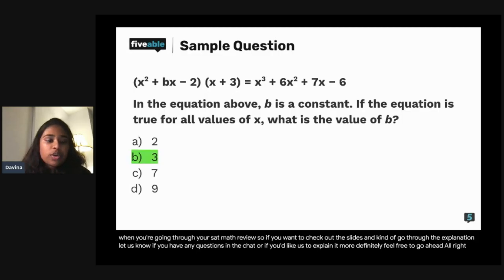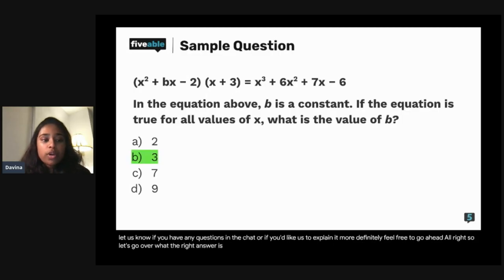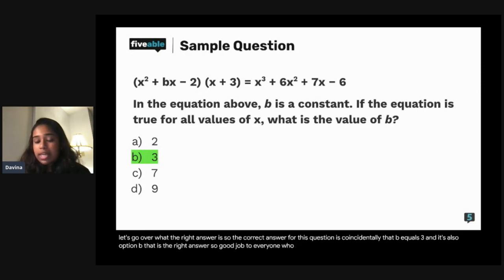All right, so let's go over what the right answer is. So the correct answer for this question is coincidentally that b equals 3, and it's also option B that is the right answer. So good job to everyone who said B in the chat.